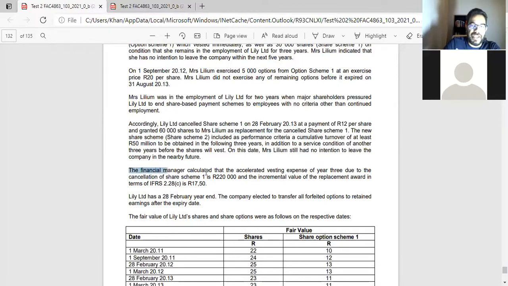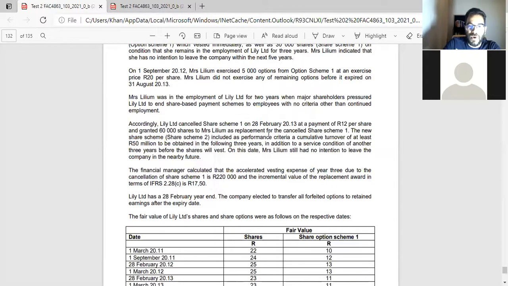So here they say the financial manager calculated that the accelerated vesting expense of year 3 due to the acceleration of the share scheme 1 is 220. You will see we'll be able to calculate this ourselves. I didn't have to give it. And then here, this we would have to calculate, but here they're giving it. The incremental fair value of the replacement award in terms of IFRS 2 is 17 Rand 50. We only use this incremental value, the net fair value, if share scheme 2 is a replacement of share scheme 1. If it is not a replacement, then you must use the fair value at the grant date.